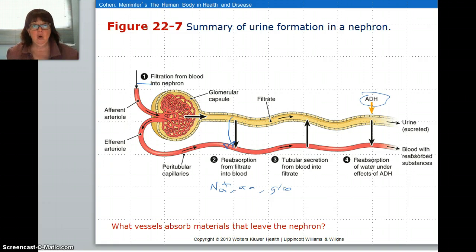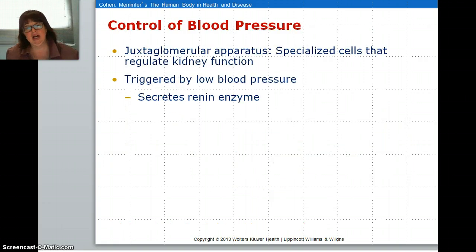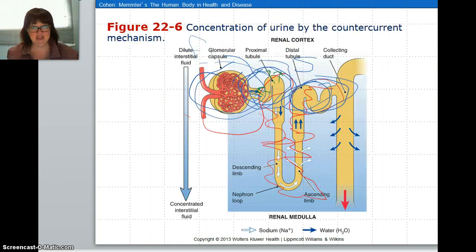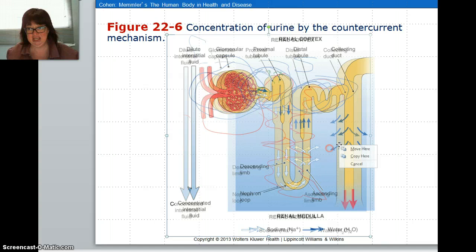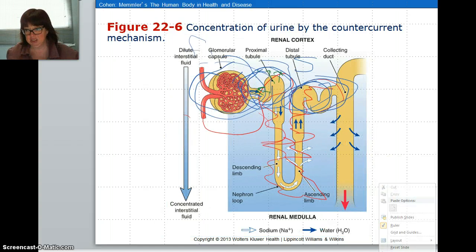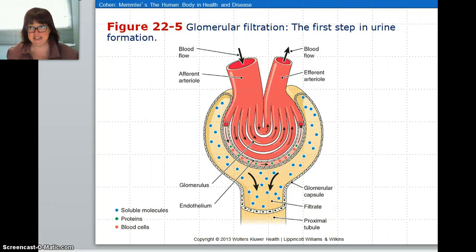Now, the control of the volume of blood and the water balance is related to blood pressure. There is something called the juxtaglomerular apparatus. Juxta means next to. So the juxtaglomerular apparatus is the apparatus that is next to it.